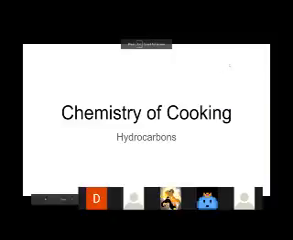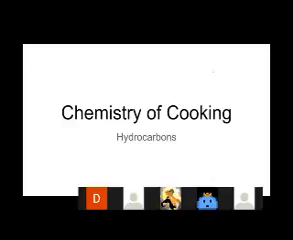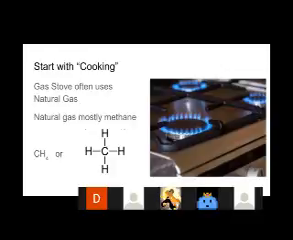Okay, so chemistry of cooking, right? So we're going to start with hydrocarbons. As you can imagine, hydrocarbons are a type of molecule that has hydrogen and carbon. That's all, hydrogen and carbon. All right, so we're going to start with the cooking part of chemistry of cooking. So the actual cooking. So when we cook, we have to have heat.